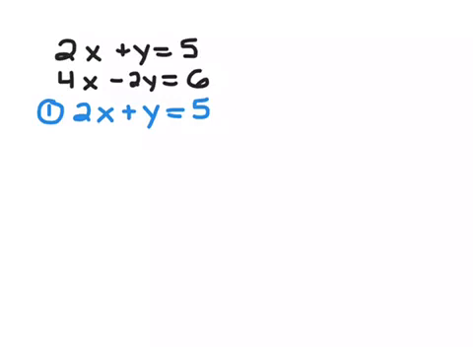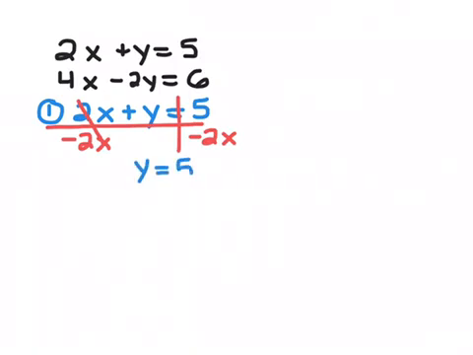Using our inverse operations, subtracting 2x from both sides, leaving us with the equation y equals 5 minus 2x. We have now isolated for one of the variables, completing step 1.